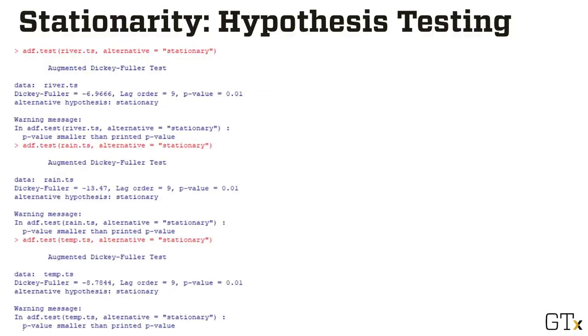Next, we're testing the hypothesis of stationarity for all the three time series. Here I'm applying the R command adf.test, where the input is river.ts or any of the 3 time series. Note that I also specify here alternative equal to "stationary". This means that the alternative in this hypothesis testing procedure is that the time series is stationary.